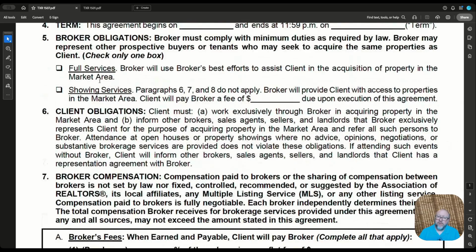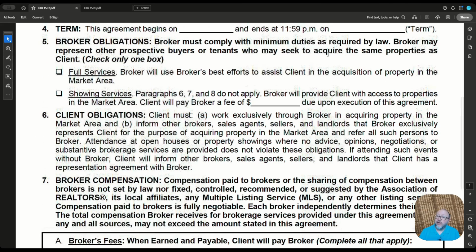But if this is a full service agreement, then we get into client obligations. Client must work exclusively through broker in acquiring property in the market area, at least during the time period that the agreement is active, and inform other brokers, sales agents, sellers, and landlords that broker exclusively represents client for the purpose of acquiring property in the market area, or refer all such persons to broker. This gives a positive obligation to the client that they have to identify you as their broker in the market area.